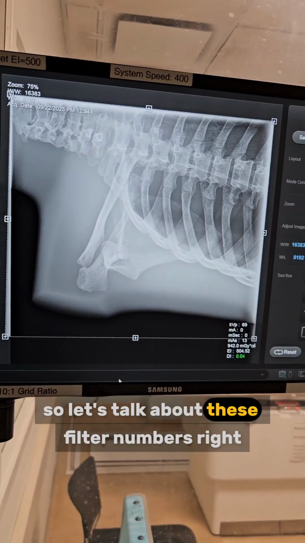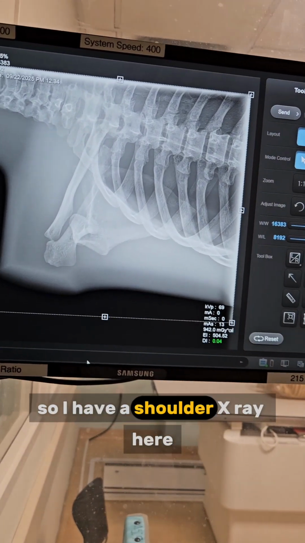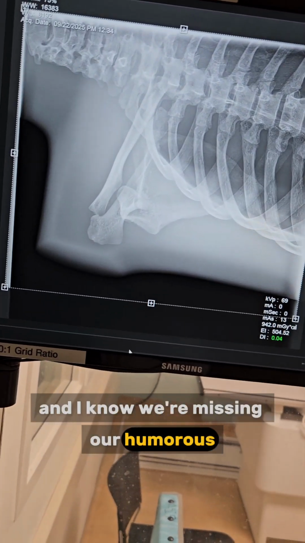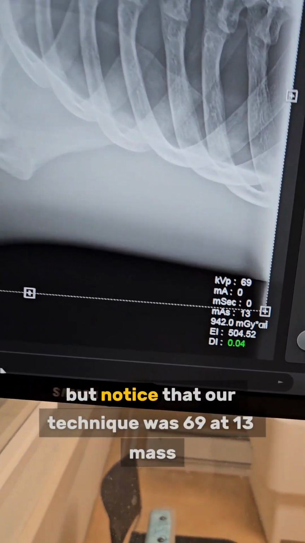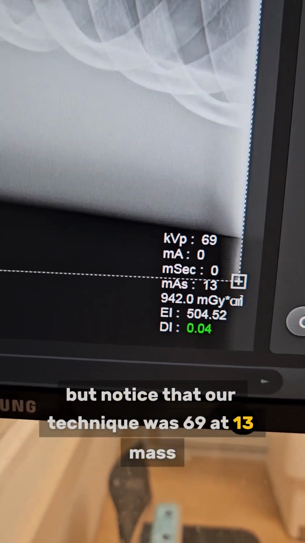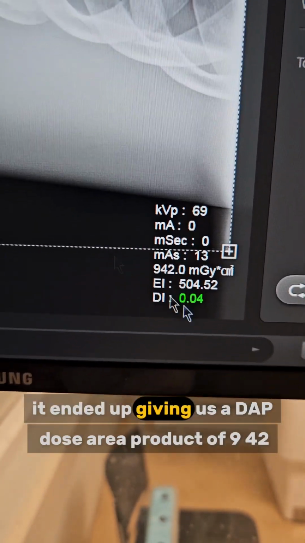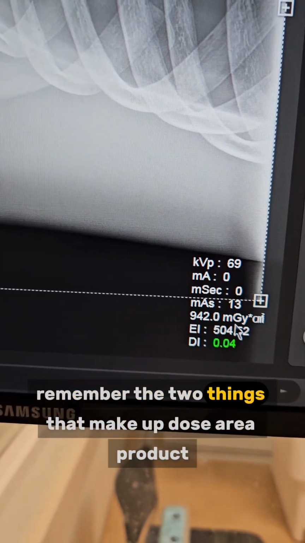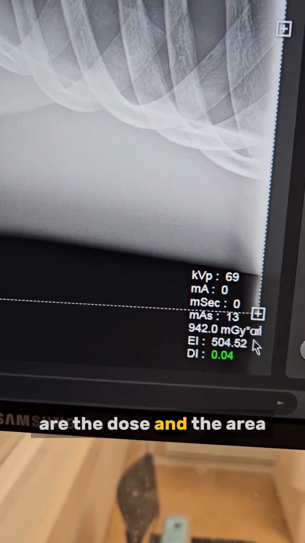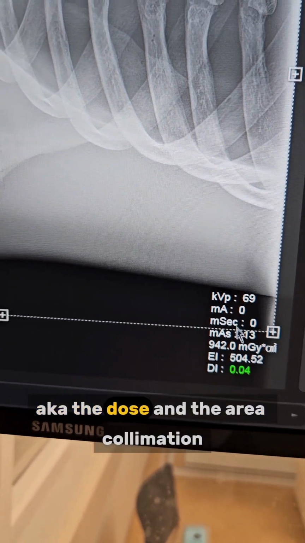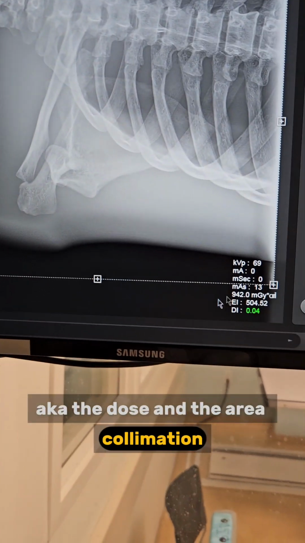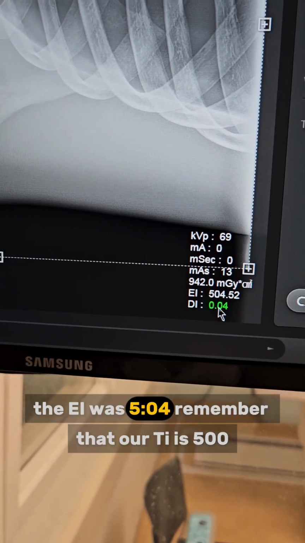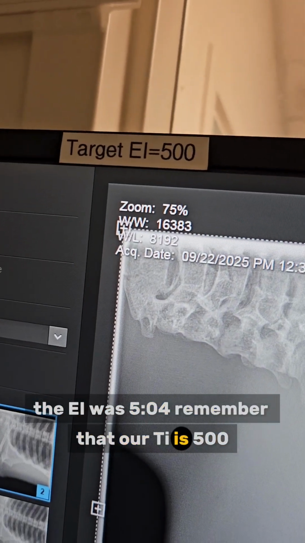So let's talk about these filter numbers. I have a shoulder x-ray here, and I know we're missing our humerus, that's just the way our shoulder is. But notice that our technique was 69 at 13 mAs. It ended up giving us a DAP, dose area product, of 942. Remember, the two things that make up dose area product are the dose and the area, aka the collimation. The EI was 504. Remember that our TI is 500.